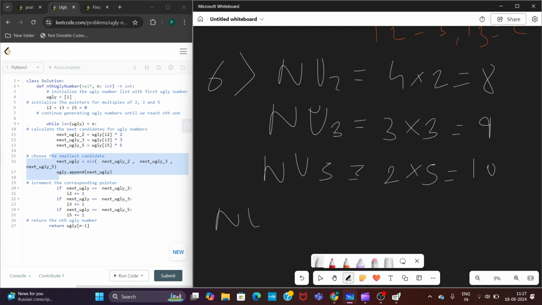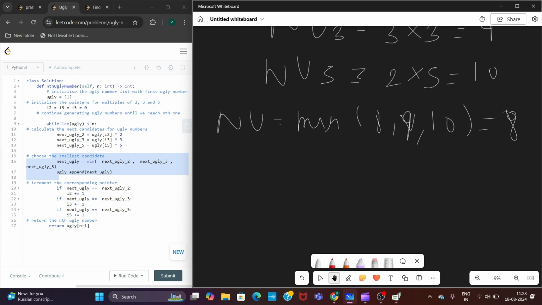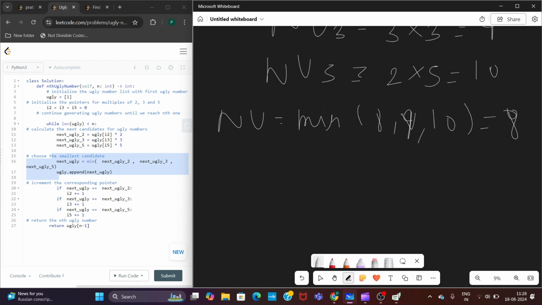Okay, so my next ugly will be what? Minimum of what? 8, 9 and 10, which is what? Which is my 8 over here. So basically my new array will be what? 1, 2, 3, 4, 5, 6 and 8.